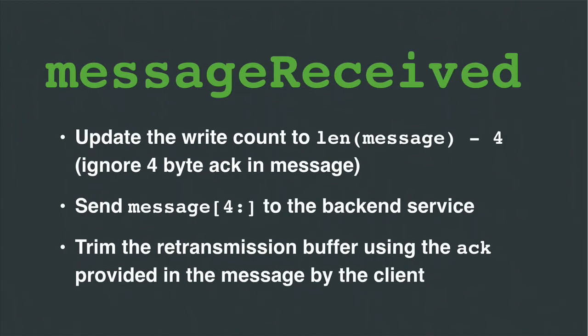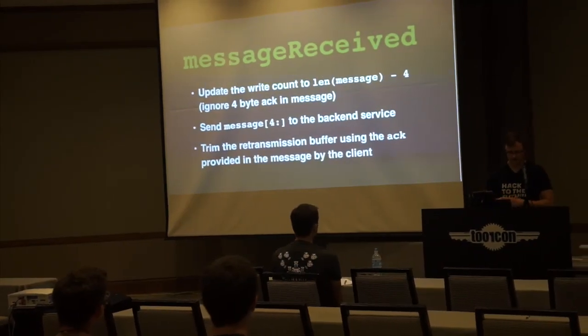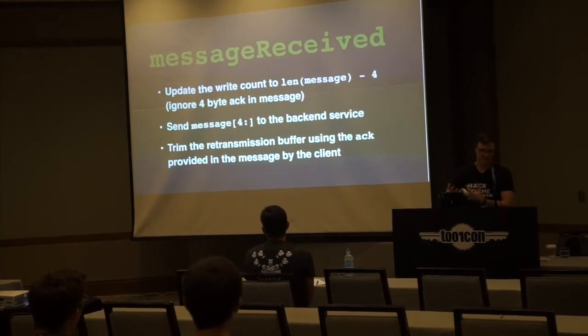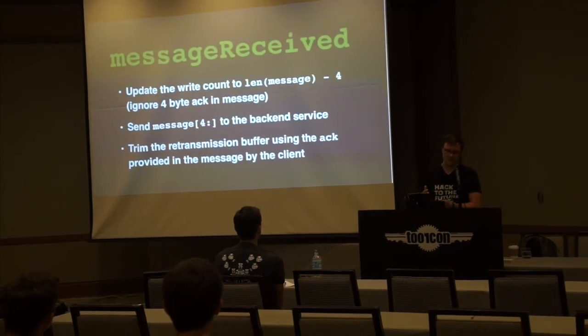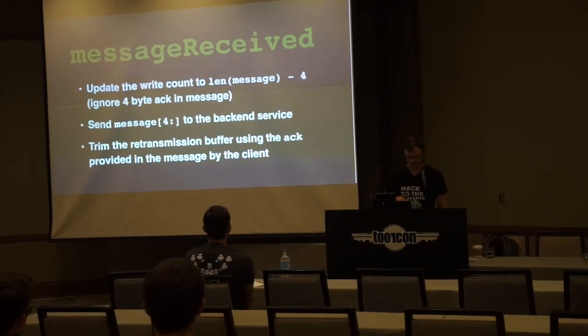So now when we receive messages, what we do is we update this byte count in that session object to the length of the message, how many bytes we received minus the 4-byte ACK. And then we just send the message that we receive, which is the SSH payload, on to the back end. But we trim the 4-byte ACK, because that'll break the SSH protocol if we include some random 32-bit integer at the beginning of all of our SSH payloads.